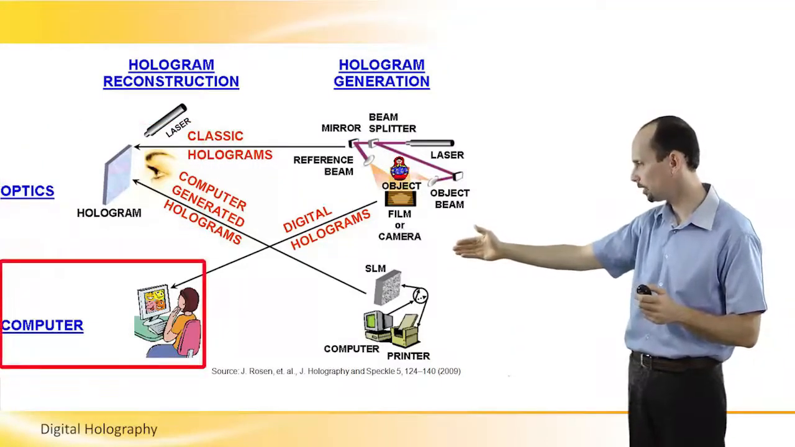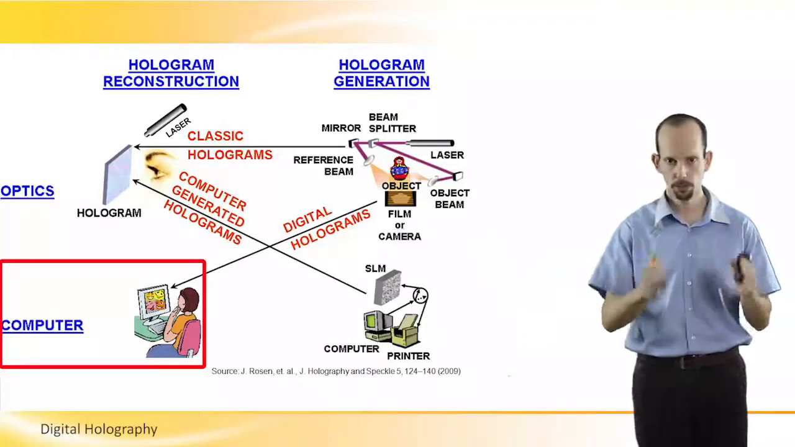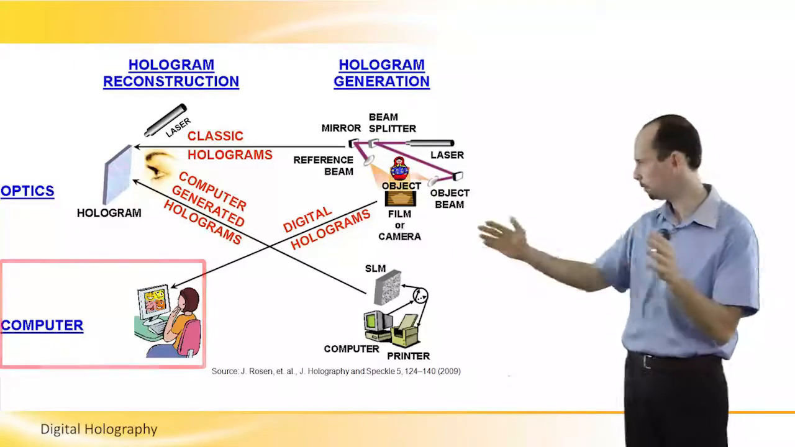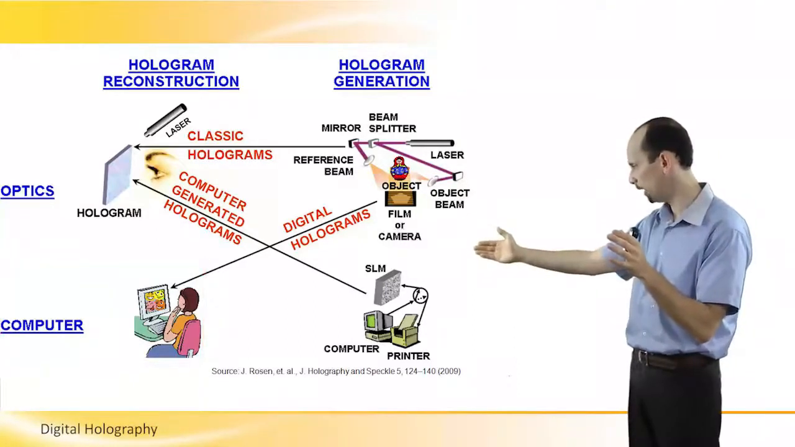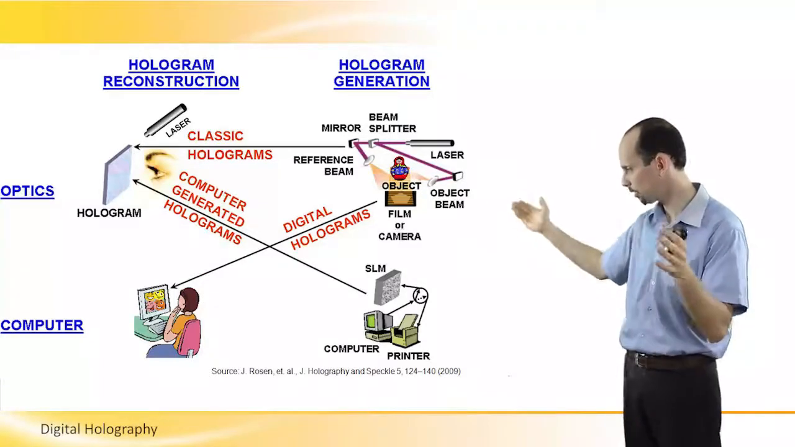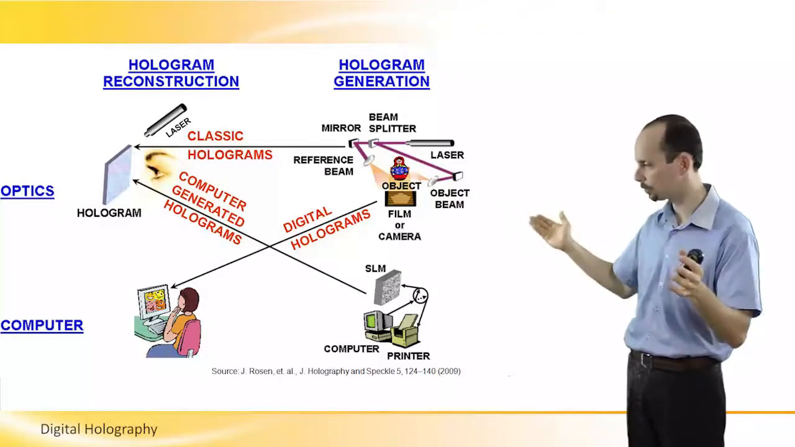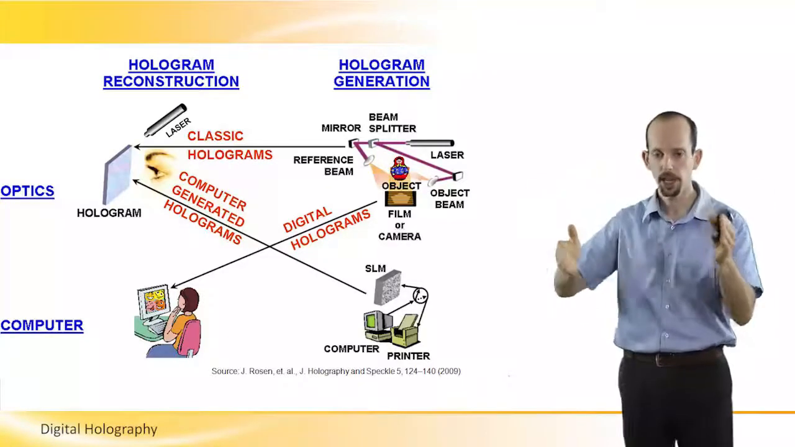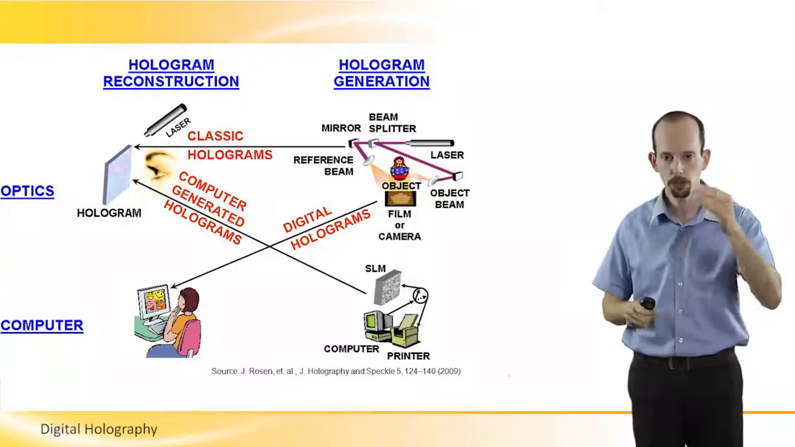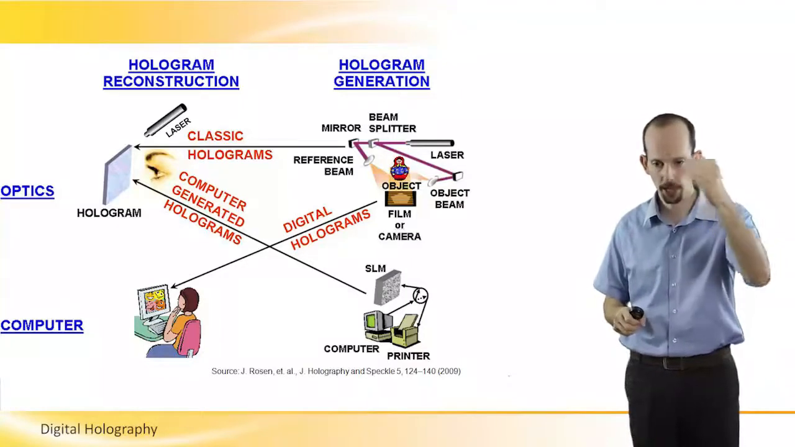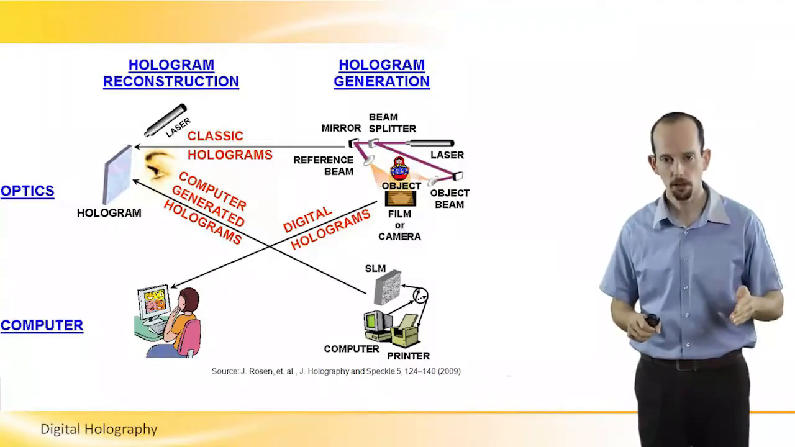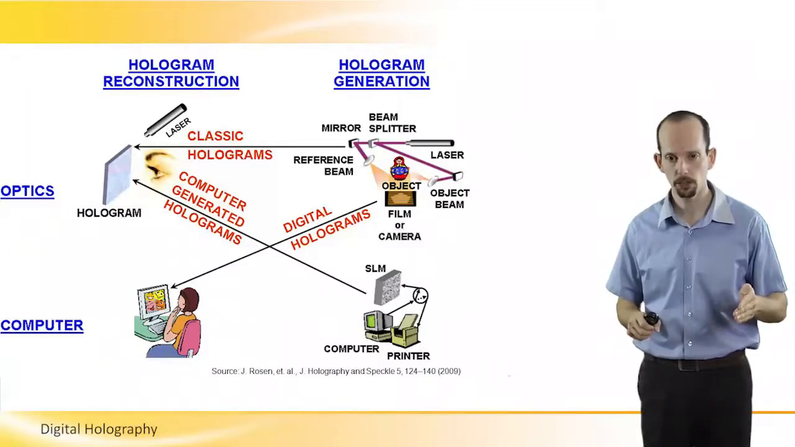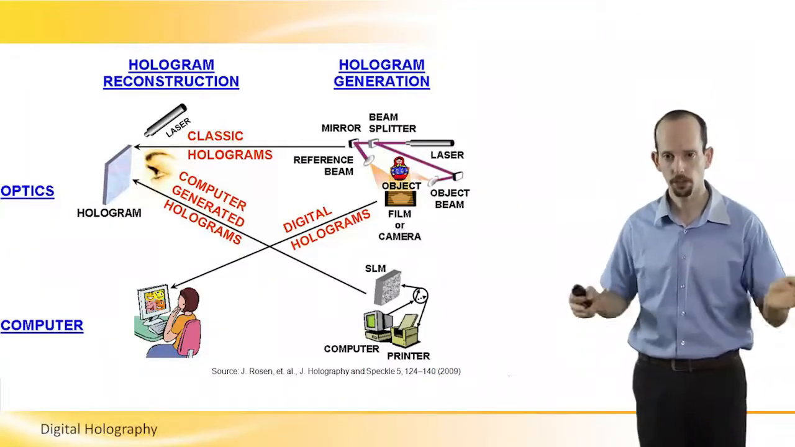So if the reconstruction is done by computers, I want to take the 3D image captured by optics or by computers, so-called CGH or computer generated hologram, and I want to reconstruct it plane by plane inside the computer. I want to see an axial slicing of this 3D object in order to create a 3D model of the object.